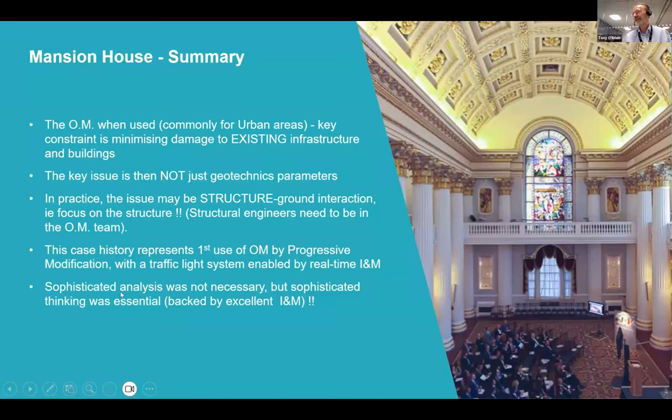And in this project, actually, there wasn't a lot of sophisticated analysis. These days, we often think about doing complex analysis. But this is an example where you don't always need to do it. Sometimes quite simple analysis can enable you to do the observational method. But there was some sophisticated thinking backed up by excellent instrumentation and monitoring, which meant that this was successful. But the key point here was the structural behavior as well. So we've got to have structural people on board on the OM team.